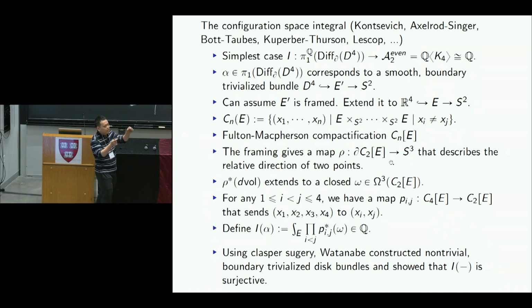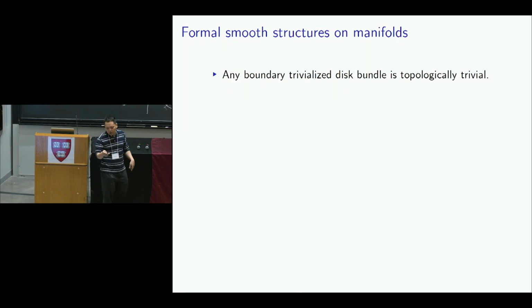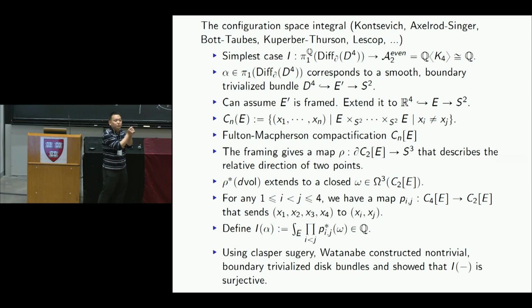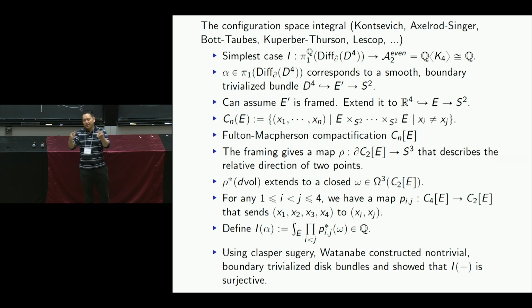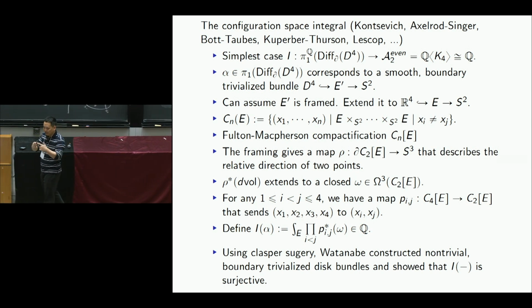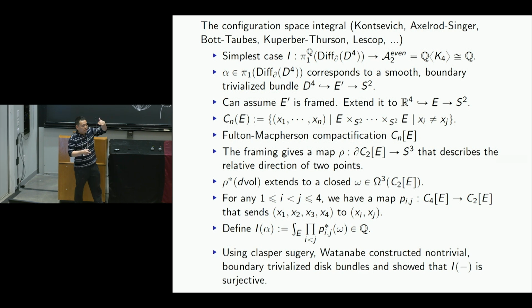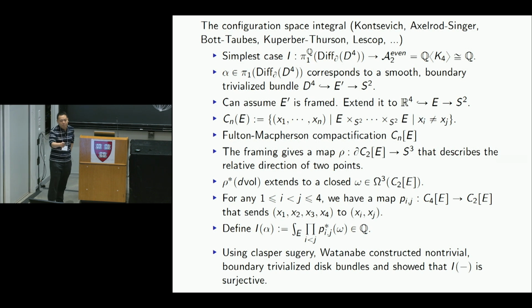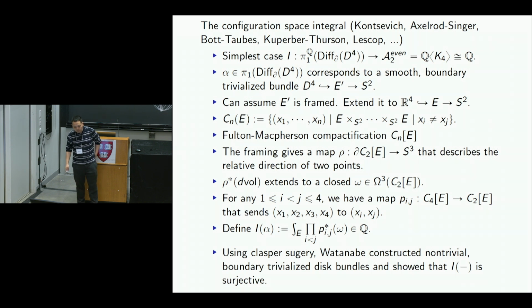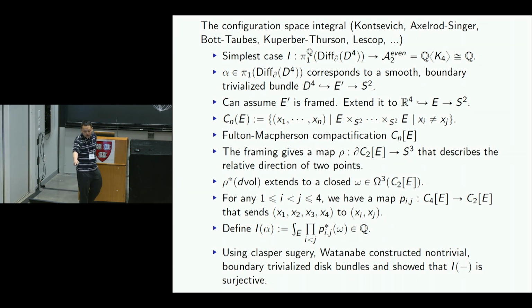However, we still have a map from the boundary of the compactification to S3. Why is that? Because in the boundary, we are adding points which collapse to each other. So they are infinitely, very, very close to each other. Right? So you can take their relative direction using the framing, using the trivialization of the vertical tangent bundle. So we have a map from the boundary of the configuration space to S3. We pull back the volume form on S3 to get a three form on the boundary of the compactification.